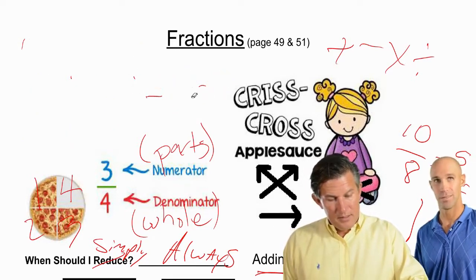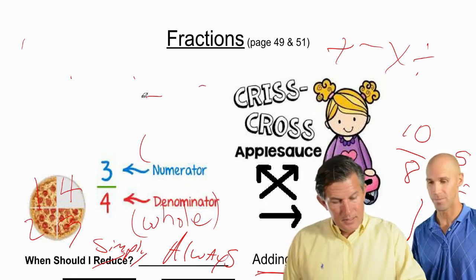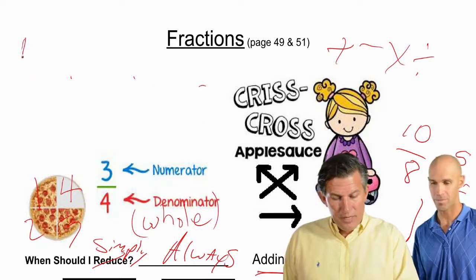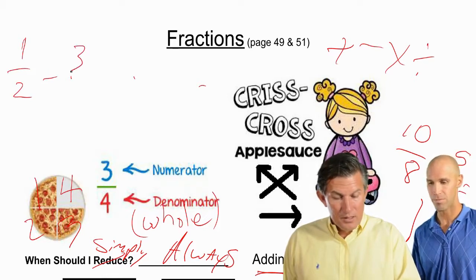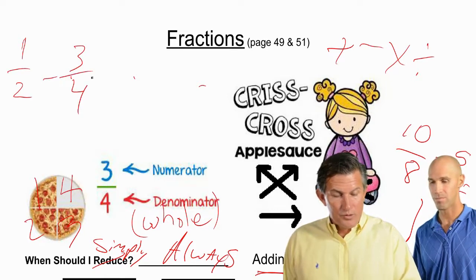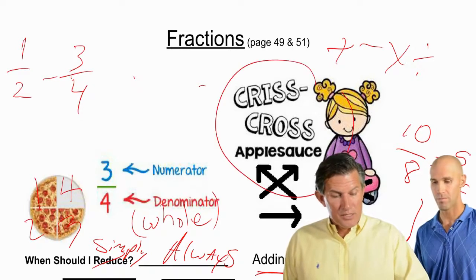Destroy and rebuild. It's the way. Yeah. And then if we had 1/2 minus 3/4, we would also use crisscross applesauce. Okay, so this is the little meme.